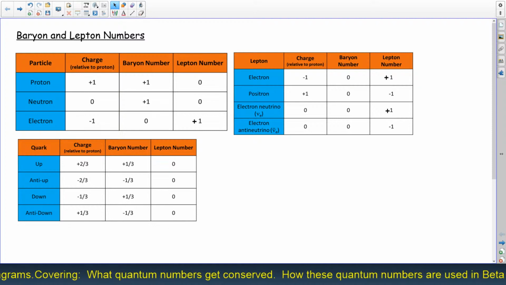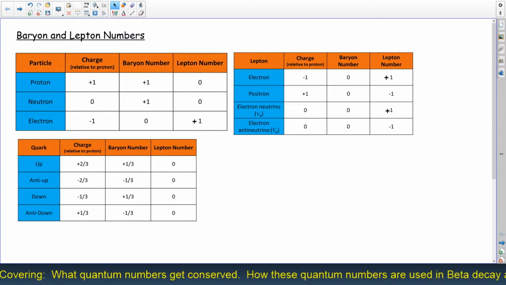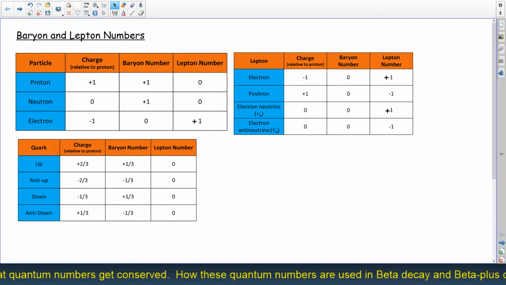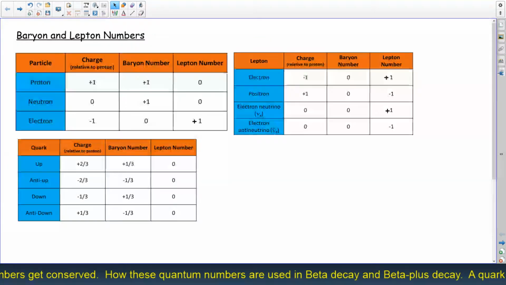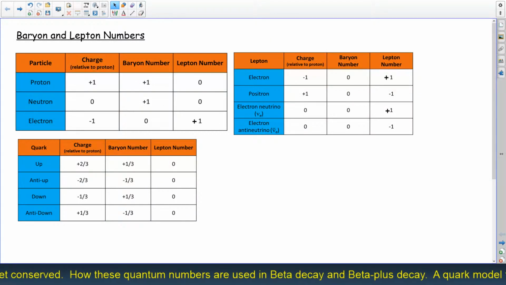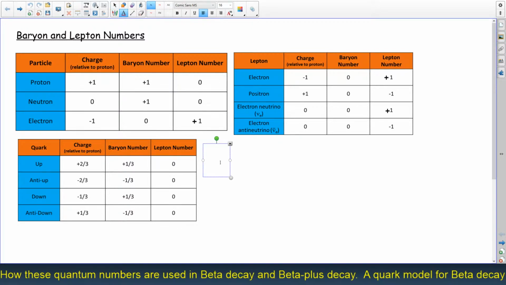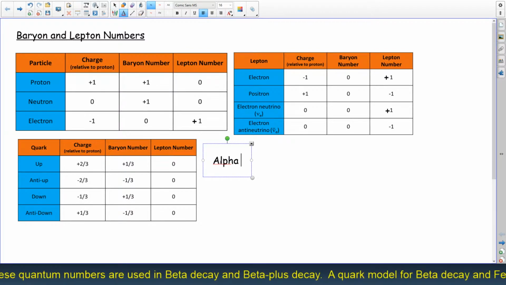The down quark has a charge negative a third, the anti-down plus a third, and so forth. Okay, all of these, because they're not leptons, have lepton number of 0. So keep that in mind when we consider any particular reaction. So let's take a look at a standard reaction. Let's try something like an alpha decay.